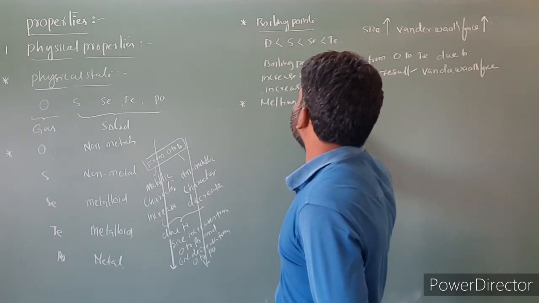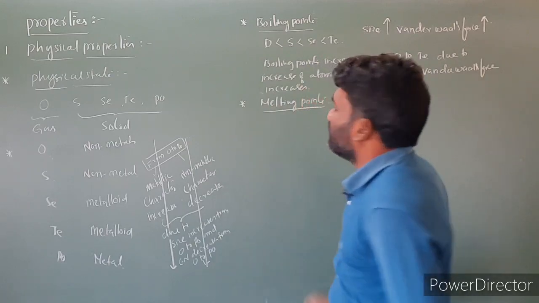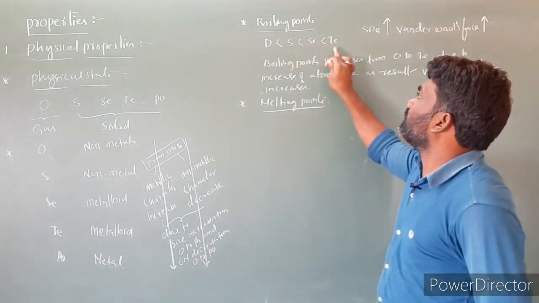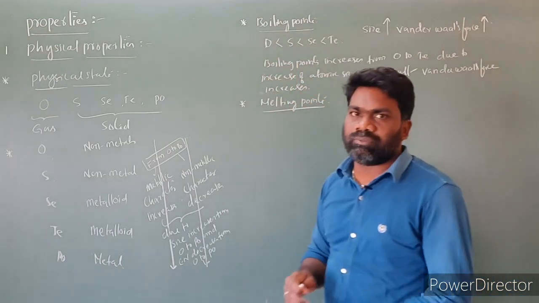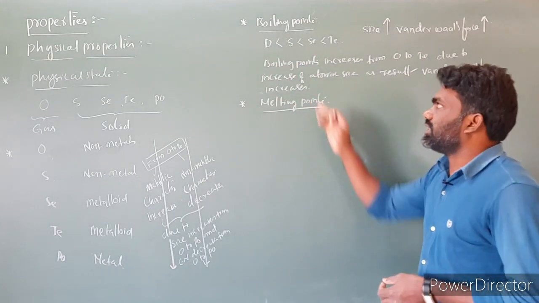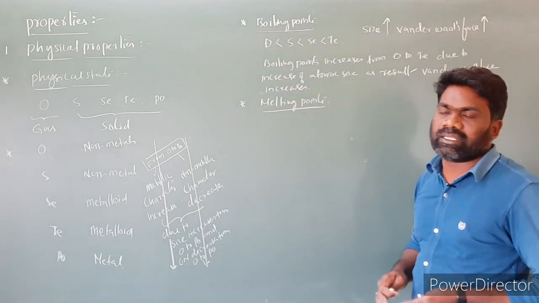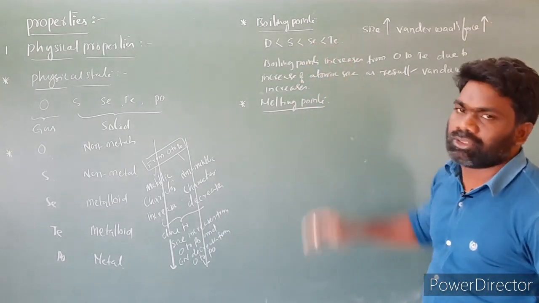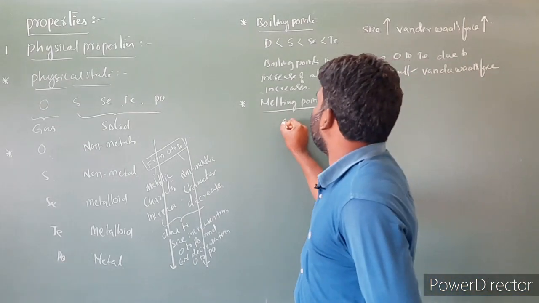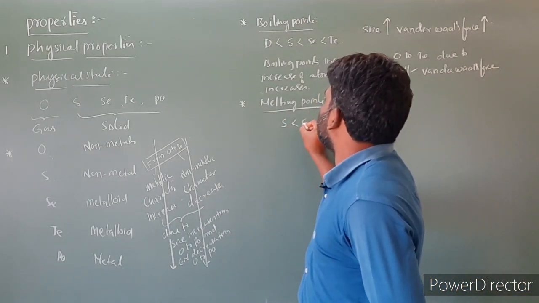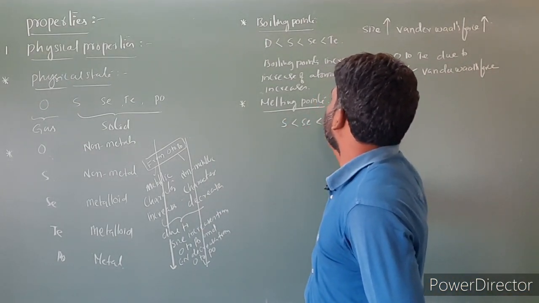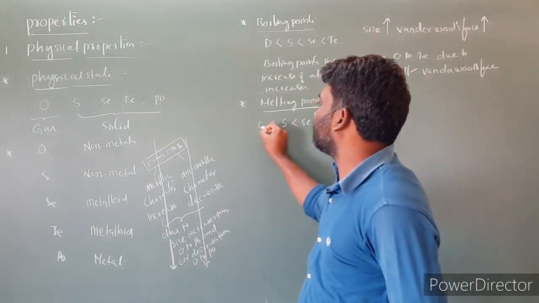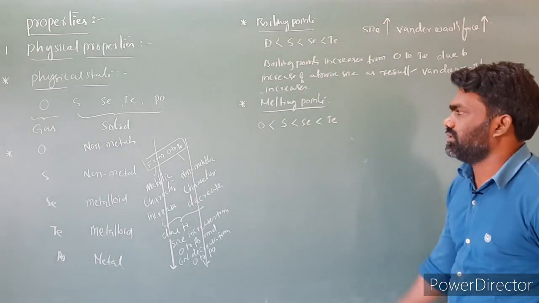Melting points increase from sulfur to tellurium. Oxygen is a non-metal in the gaseous state, and it requires very low temperature to make it a solid form. So I am taking sulfur, selenium, tellurium. The melting point of sulfur is less than selenium, which is less than tellurium. Even if you take oxygen, it will be a very low value compared to sulfur.